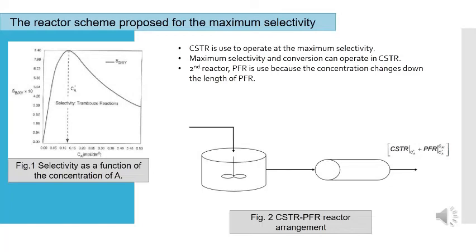If we want to achieve a higher conversion, we need a second reactor. If we use only a CSTR, the concentration will not be at the optimum, so the selectivity will not achieve the maximum level. We opt for a PFR, as the concentration starts at a higher level and then gradually decreases, along with the selectivity. Thus, more of the desired product B can be produced and formed. Figure 2 shows the CSTR and PFR reactor arrangement.